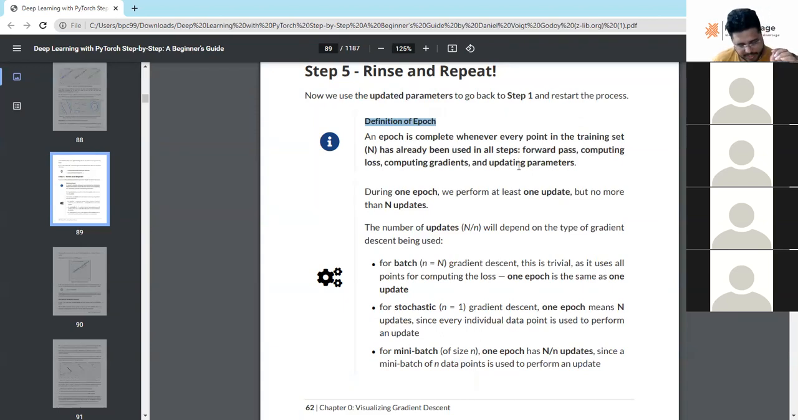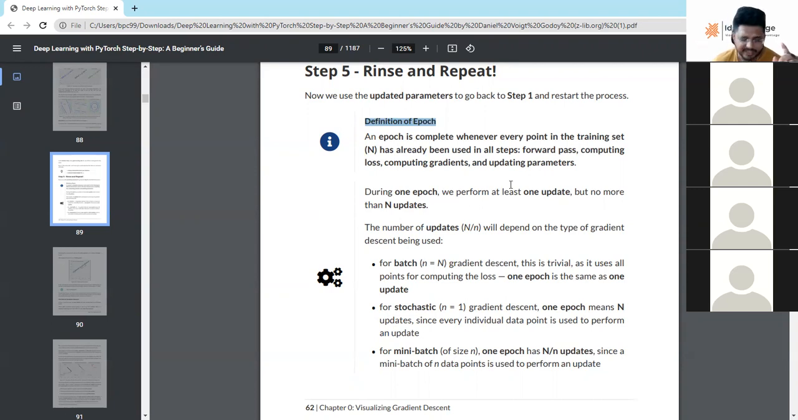If I'm using stochastic gradient descent, then per data point there is one update. Then one epoch is n data points, and there are n epochs in total. So n into n, n squared updates.